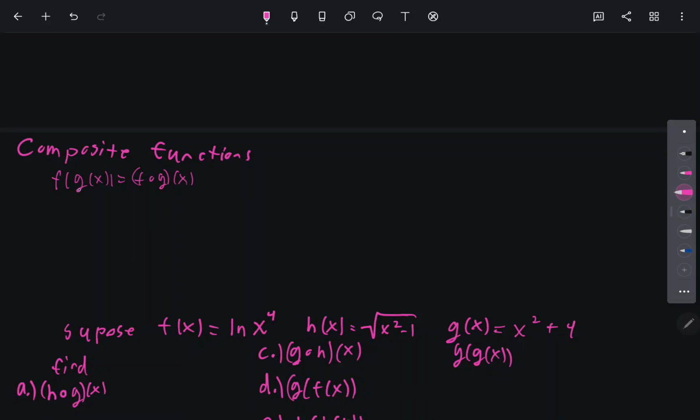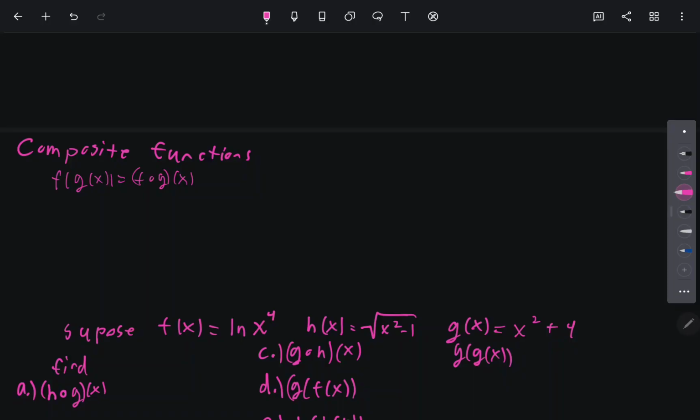Now, what this is really saying is, let's suppose we have an input x, and we're going to first input that x into g of x. Then that g of x's output is going to be the input for f of x. And then whatever we get is going to be our output y. And that's the entire idea of composite functions.